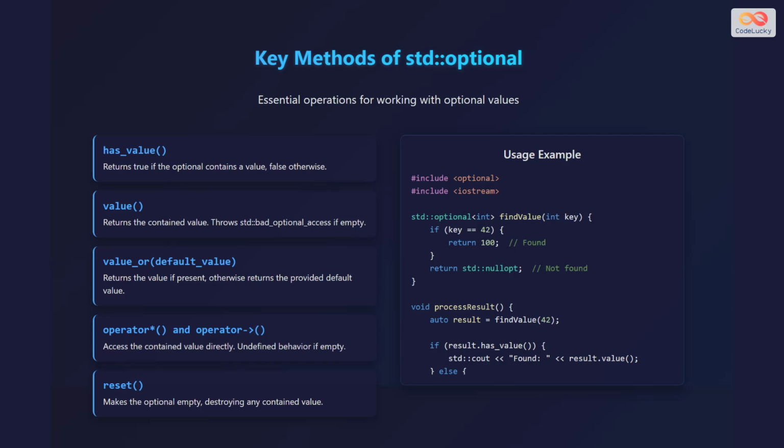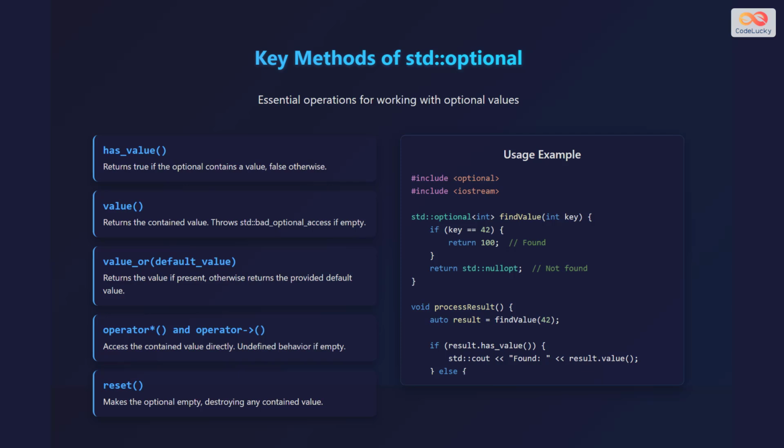The asterisk operator and arrow operator allow you to directly access the contained value. However, using these operators on an empty optional results in undefined behavior. The reset method makes the optional empty, destroying any contained value. Let's look at an example.